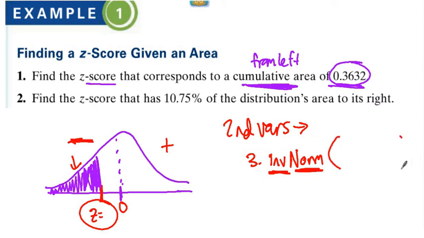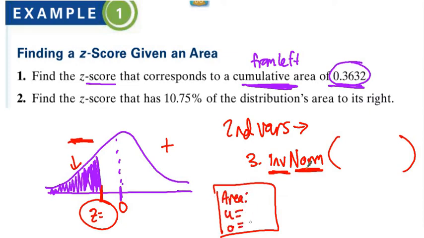On the TI-83, it's going to open up a parentheses. On the 84, you'll probably get a screen showing you what to do. It's probably going to ask you for the area, and then mu and then sigma. You can separate them with commas. Mu and sigma are 0 and 1.